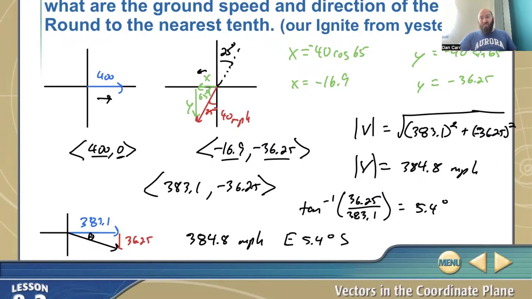All right, and that's actually it for today. Again, we're just working with our different components and how we can combine things together. Just keep in mind that sometimes we're going to subtract our components or add the components, depending on what the scenario calls for.